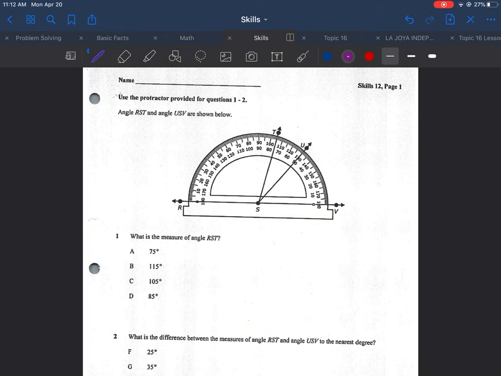Hi students, I am so sorry about what happened with math. I didn't know that we did not send the volume 1 book. So I did change the math assignment. I'm going to go ahead and start with Skills 12, page 1. That's the very first thing we're working on today, Monday.